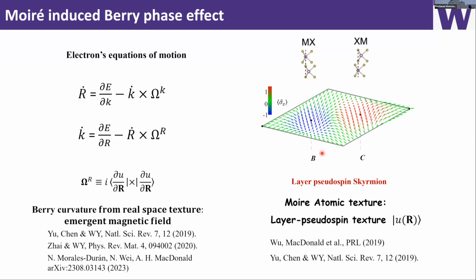Therefore, if you evolve from these points from B to the sublattice C, definitely, right, the layer pseudo-spin will evolve, okay? So this Moiré atomic texture in the real space gives rise to these layer pseudo-spin skyrmions, and that directly gives rise to this Berry curvature in the real space, and effectively we have this emergent magnetic field in the real space, and it's pressure dependent. So these give rise to the topological effect in the system.